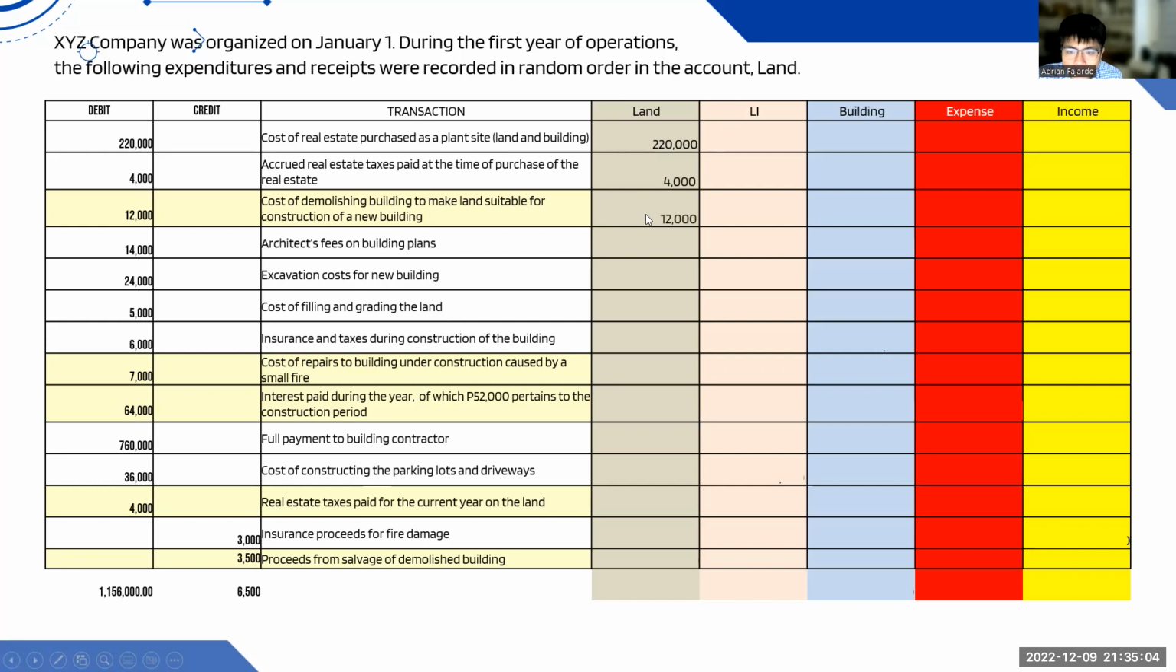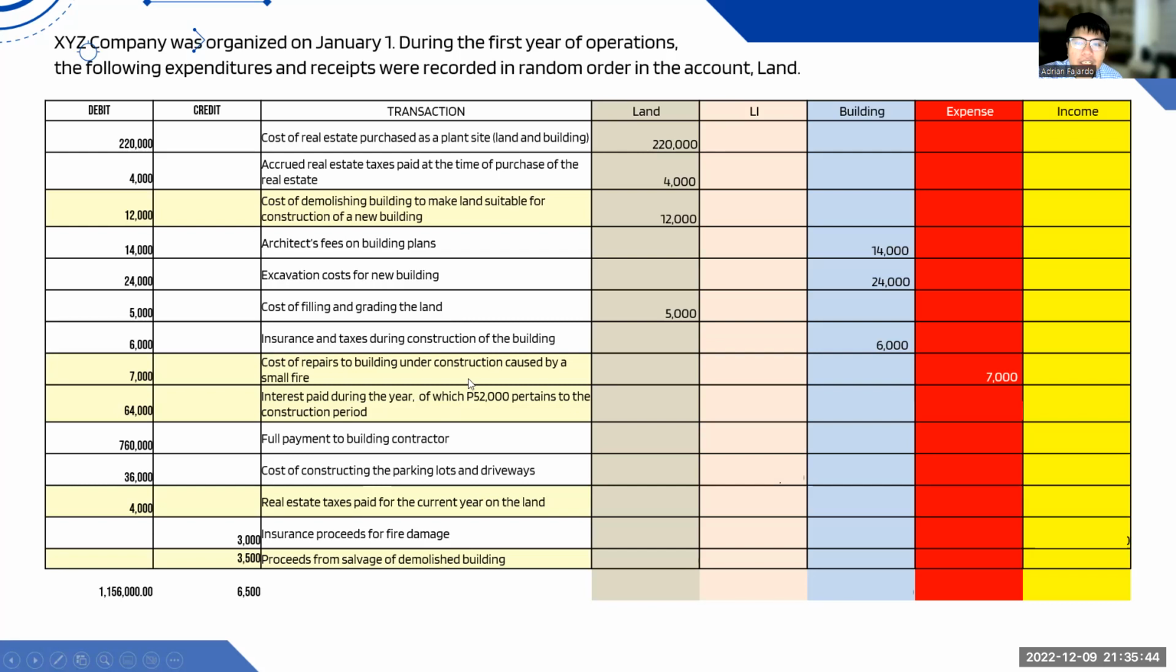Demolishing building, land. Architect fee, building. Excavation cost, building. Filling and grading the land is land. Insurance and taxes during construction of the building is building, because it's construction of building. Cost of repairs caused by a small fire. The small fire is an avoidable cost, something that's not necessarily a normal occurrence when you construct a building. And therefore, that's an expense. Okay? So a small fire, with injuries, usually that's an outright expense.